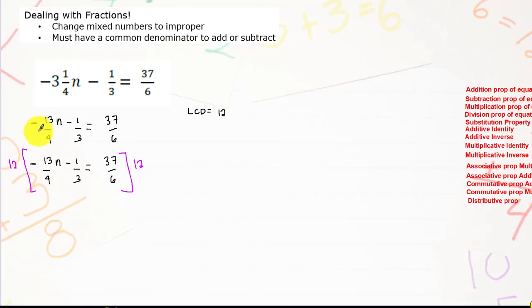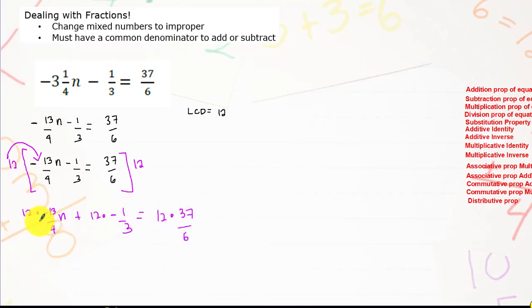Next, we are going to use our distributive property to distribute our 12 to the left side. So we will have 12 times negative 13 over 4, 12 times negative 1/3. And then on the right side, it will be 12 times 37 over 6.